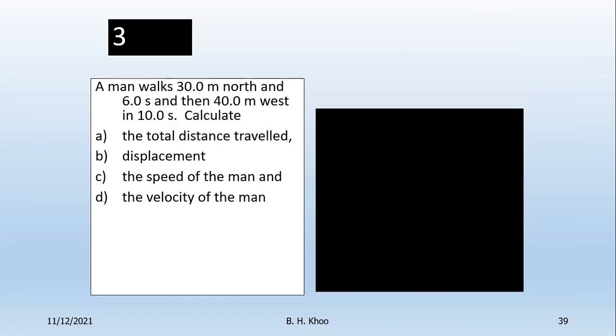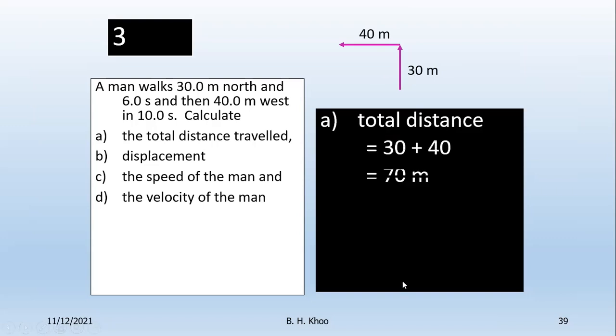A man walks 30 meters north. Right? You can draw a picture to help you picture what is happening. 30 meters in 6 seconds, and then 40 meters west in 10 seconds. Total distance, we just add them up. Don't worry about direction. 30 plus 40, 70 meters.